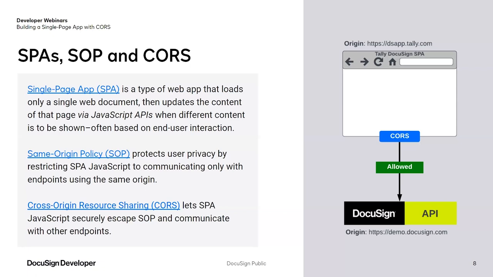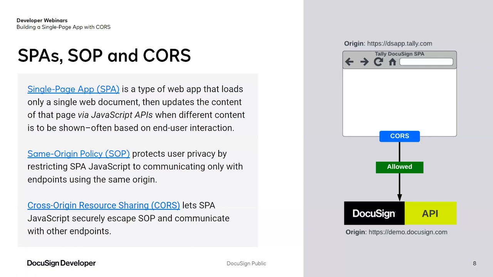And there's cross-origin resource sharing, which lets single page apps, or the JavaScript that is used to build them, securely escape same origin policy and communicate with other endpoints or other origins. So these three technologies taken together complete the CORS story.